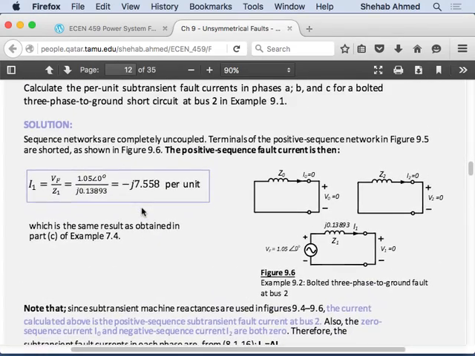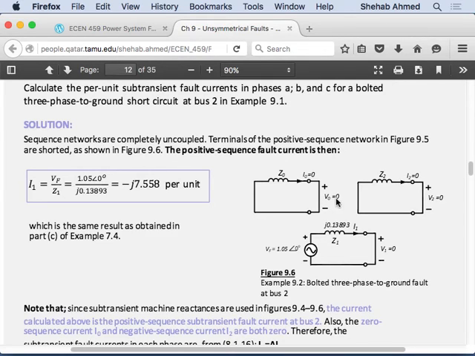And fine. Now remember, the zero sequence current is zero. Negative sequence current is zero. I have my positive sequence current. It's whatever current that's flowing in this circuit. I have my positive sequence voltage. What are my zero and negative sequence voltages? They are zero as well.